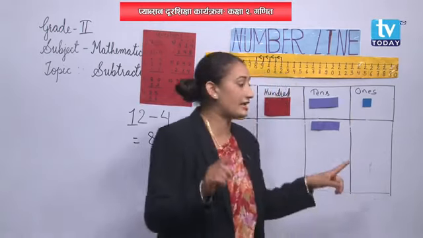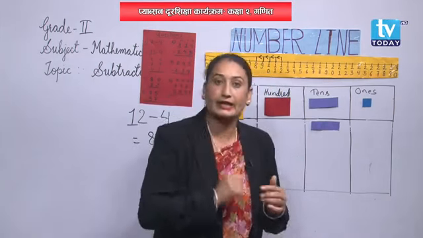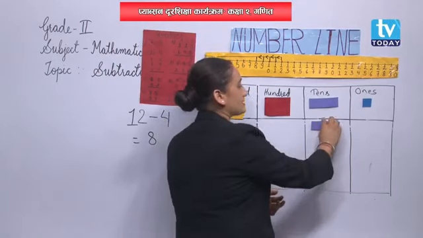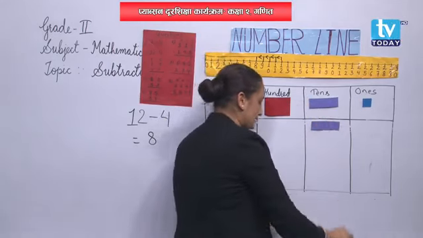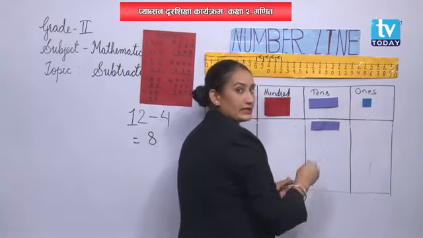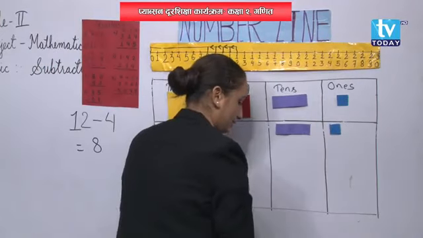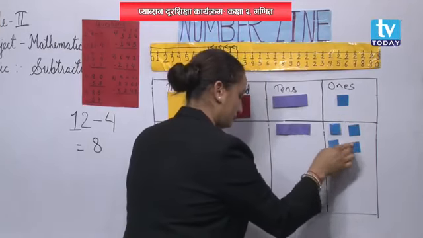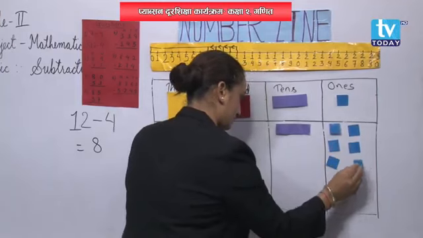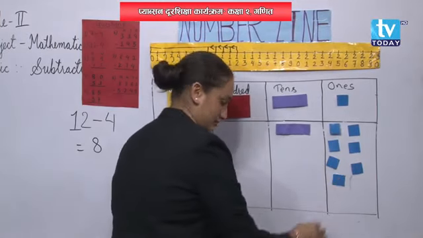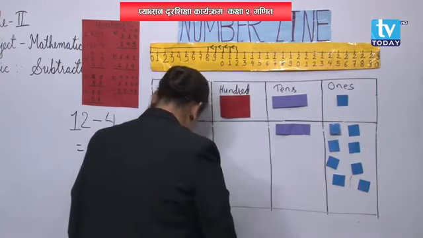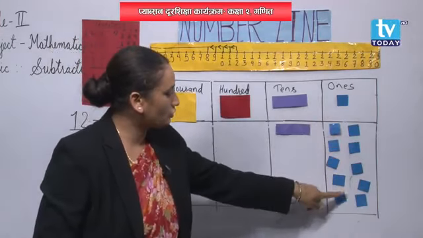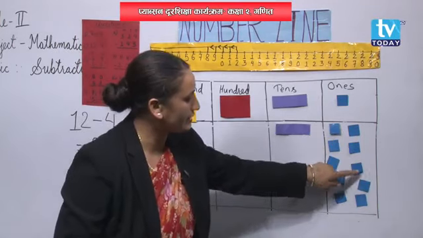Now, from the 10, only 10 is left, right? From this, you have to remove 2 more. So, I am going to remove this 10. First of all, to replace this 10, you have to convert it into another 10 units. See, 1, 2, 3, 4, 5, 6, 7, 8, 9, 10. Now, this 10 is converted over here.